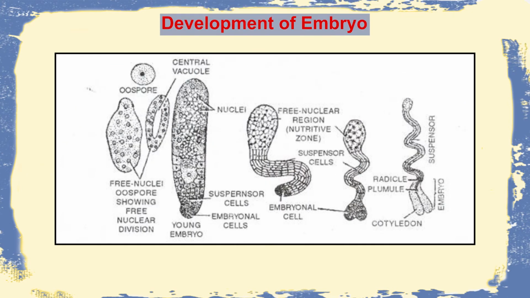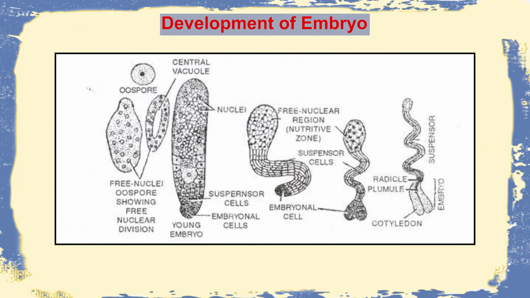And when we talk about their germination or their development, fertilization occurs inside the ovule, where the pollen grain will come at the tip of the ovule and the pollen tube will take in the male gamete. Then there will be fusion of the egg and the male gamete, and there will be development of the zygote. And this zygote will gradually develop into a young embryo.